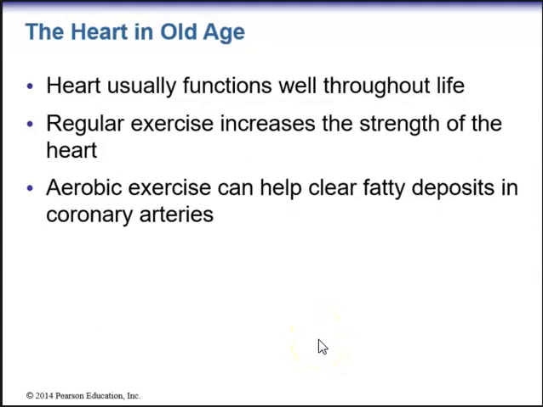Now, in old age, the heart usually functions well throughout life. Regular exercise will increase the strength of the heart, and we know that aerobic exercise can help clear fatty deposits in coronary arteries. So again, watch your diet, watch your triglycerides, or the fats in your diet. If you have a family history of heart disease, watch your cholesterol, watch your triglycerides, watch your lipids, your HDLs and your LDLs. HDLs are your happy lipids, LDLs are your lousy lipids. These are things that you can get tested through labs.